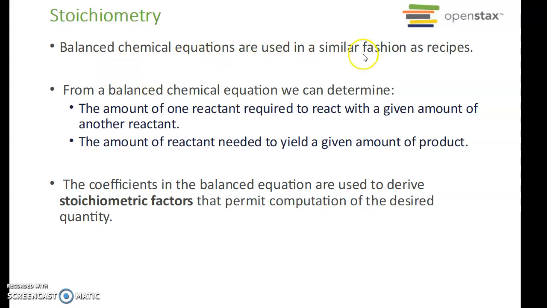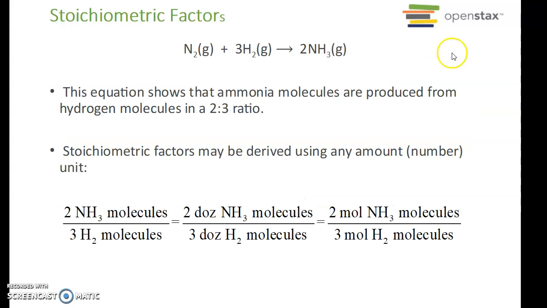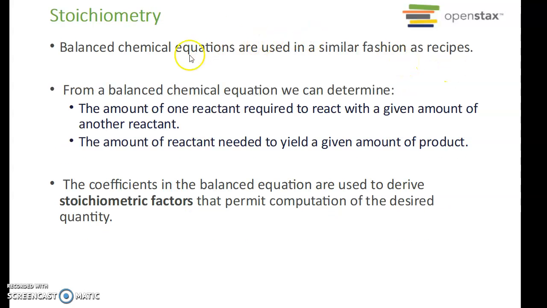So balanced equations are used in a similar fashion as the recipes. As a matter of fact, a lot of chemists do quite well in the kitchen in terms of cooking up new recipes and things to eat. Not all of them are successful, but at least you know what you don't want to try the next time. So from a balanced equation, you can determine the amount of reactant required to react with a given amount of another reactant, and the amount of reactant needed to give an amount of product. And that's where those coefficients come into play.